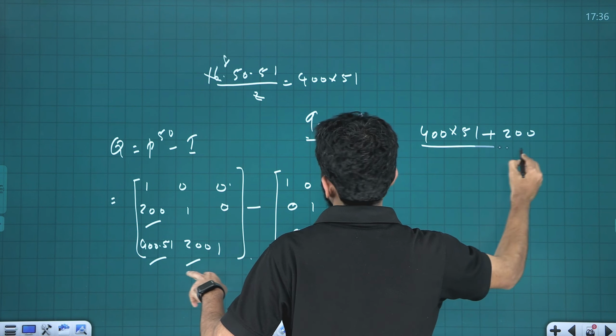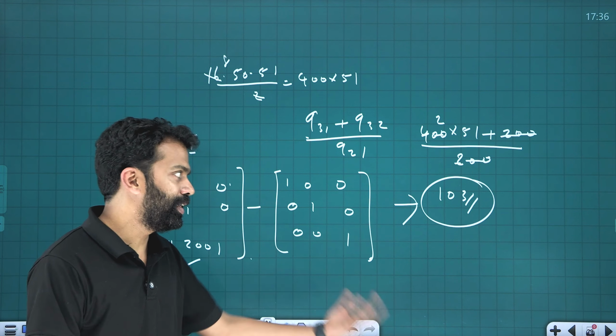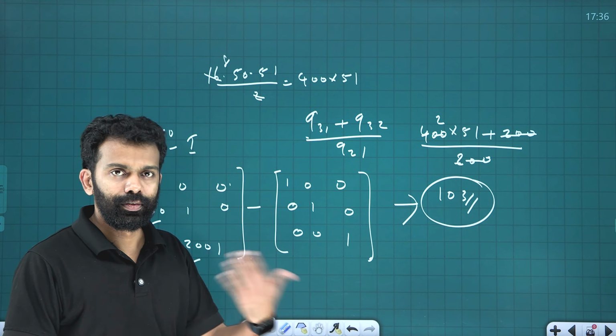2 into 51 is 102, and 102 plus 1 is 103. As I mentioned before, it was an infamous question because it was asked in JEE Advanced 2016. At that time, a very small percentage, I think less than 5% of the students who attended the exam, answered it correctly. But it was a very easy question. Once you formulated the corresponding terms of 16, it was very easy.